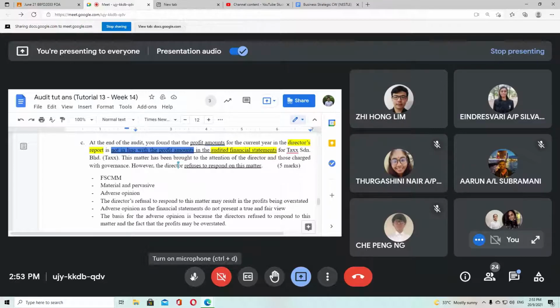The director's report. Why do you say the director's report shows a wrong profit figure? Because the director refused to respond on this. Yes, exactly. So basically, the profit for the year figure is wrongly stated in the director's report. Does this affect the financial statements? Does the auditor give opinion on the director's report? No. The auditor only gives opinion on the financial statements.